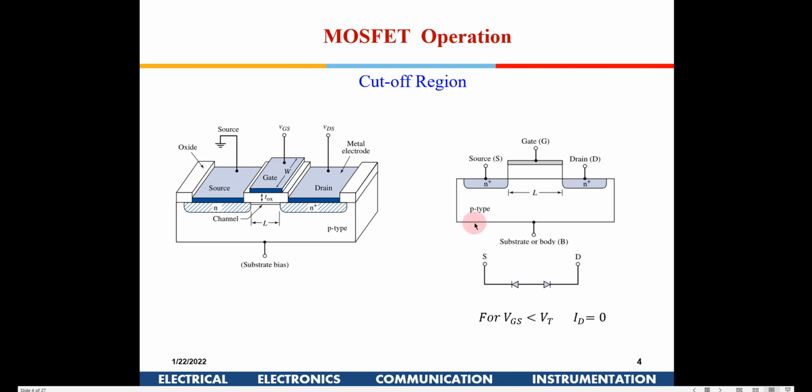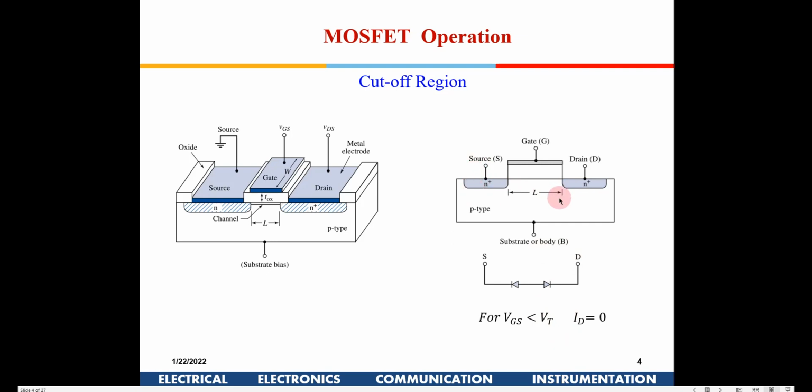Okay, so this is the cutoff region. When you don't apply any gate voltage, you will find this is an N plus region, this is an N plus region, and this is a P region. Suppose you are grounding the source and giving a positive voltage at the drain, and you have given no voltage at the gate. Then between the P and N there is a diode. This is a P region and this is an N region, so obviously a diode will be there, which will be reverse biased.